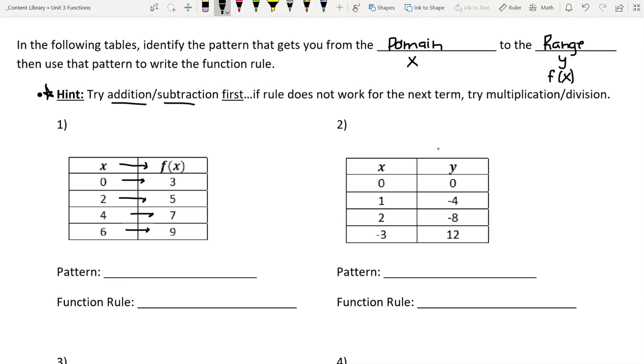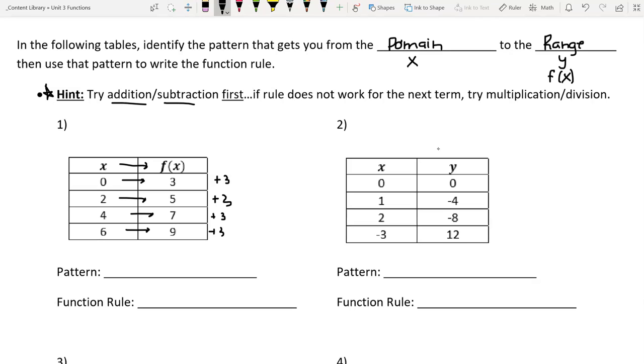So how do I get from 0 to 3? Well, from 0 to 3, I would probably start at 0 and add 3, okay? So I would plus 3. Just check to see if it works. 2 to 5, is that pattern still adding 3? It is, because 2 plus 3 is 5, okay? Check it again. Is 4 plus 3 7? Yes. So adding 3 to this column gets you the y column, or the f of x column, okay?